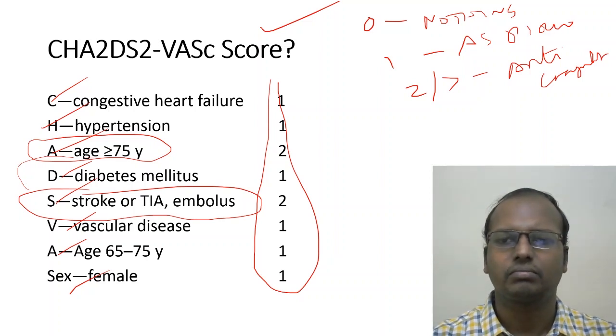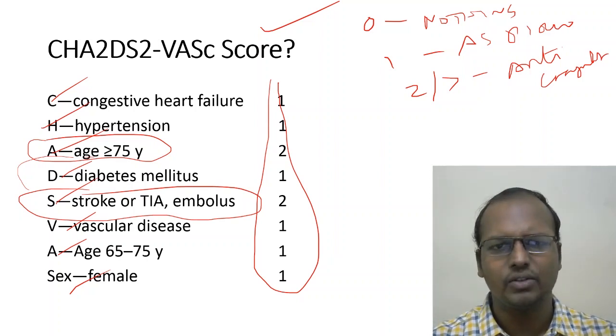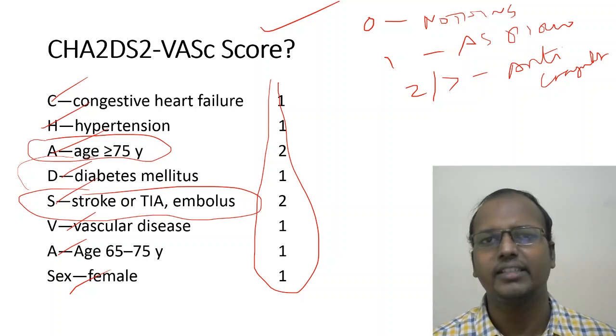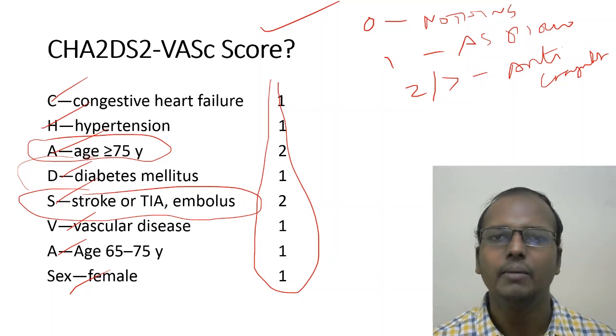All right, so is there any bleeding score? This score is for predicting the stroke risk. Actually, the increase in score will suggest an increase in risk of stroke. That is very helpful.